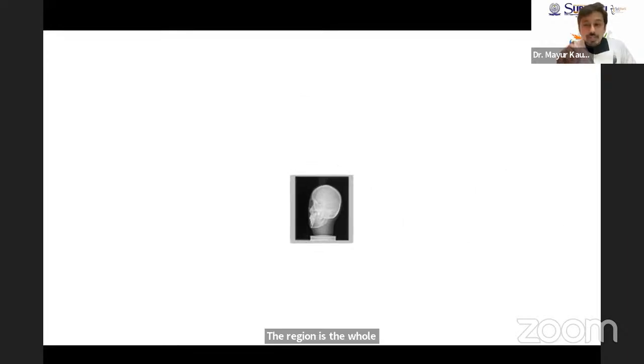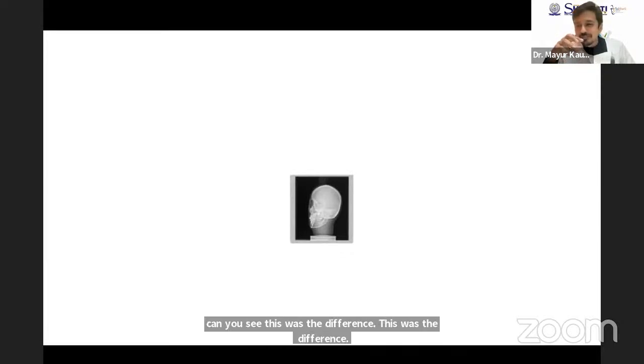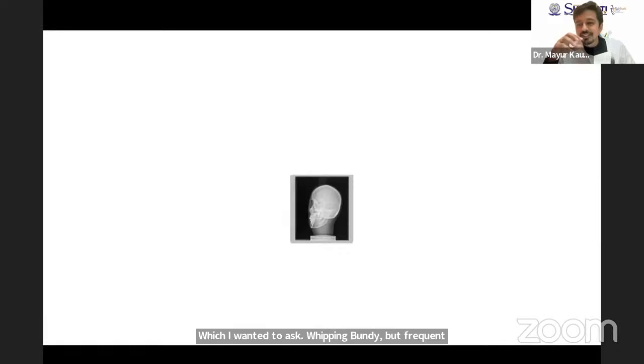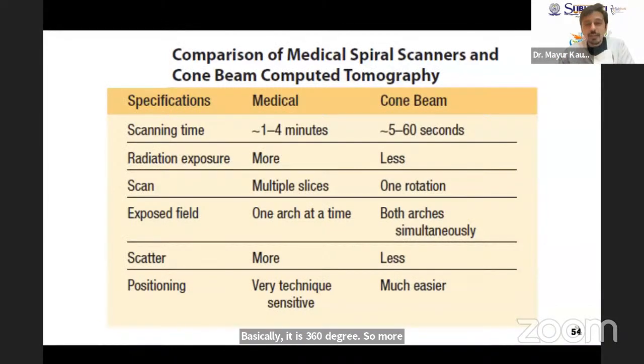So can you see, this was the difference, which I wanted to ask Vipin Pandey, but Vipin Pandey has gotten up. Please understand, this is the basic difference between CT and CBCT. CT was a single plane. Here, it is 360 degrees. So more area is covered. Okay. So these are the differences that you have to be clear in your mind.